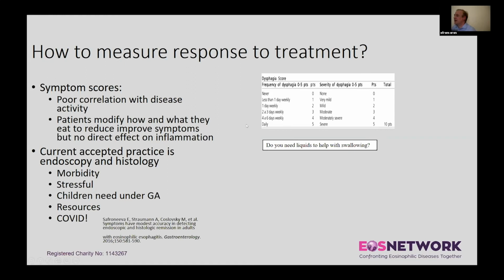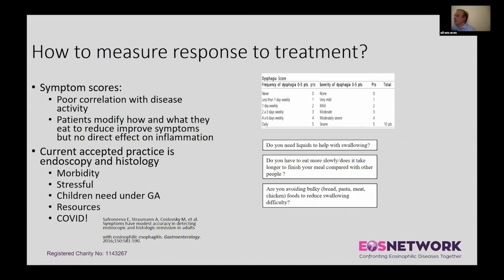And that is a really useful thing to find out, because quite often patients may not have much dysphagia, but they always have to have a glass of water with their meal. Changing the way they eat: do you eat more slowly? Does it take longer to finish your meal? That's another one. Are they specifically avoiding bulky trigger foods?